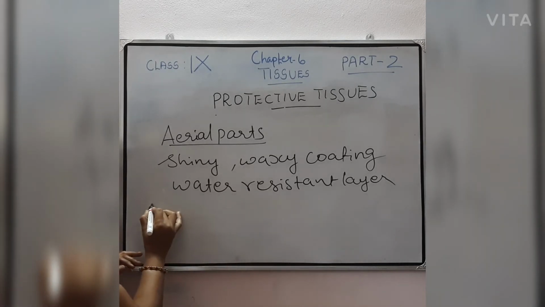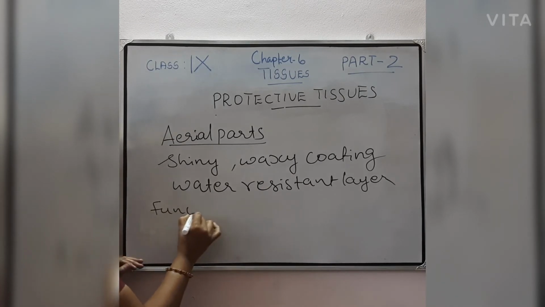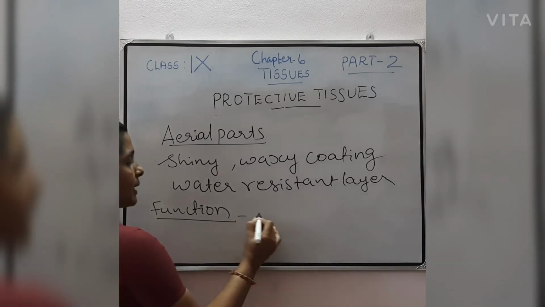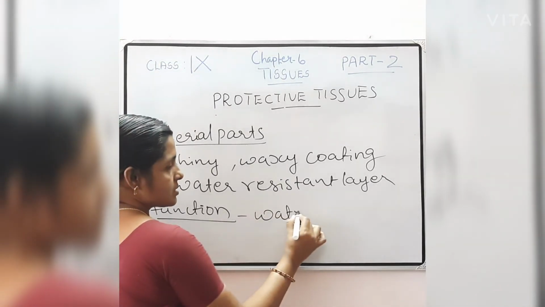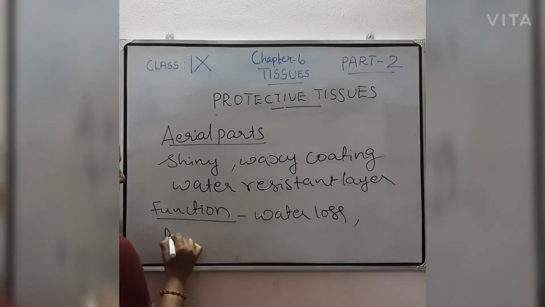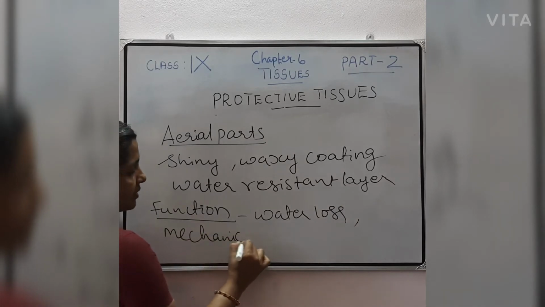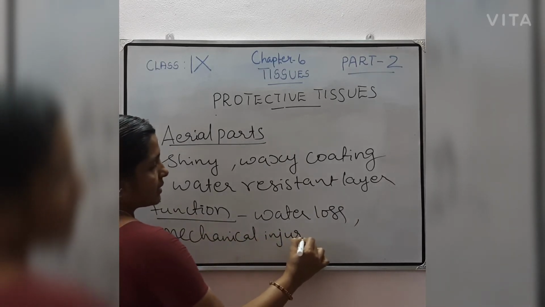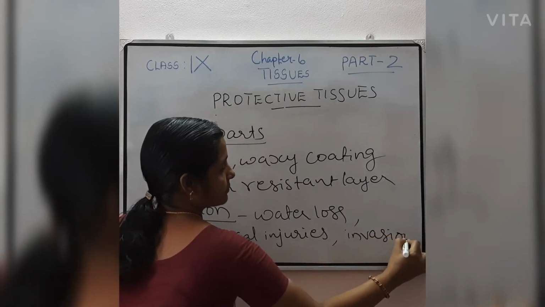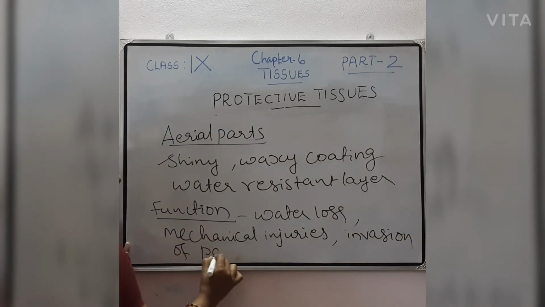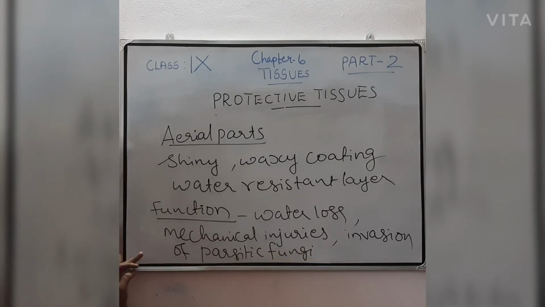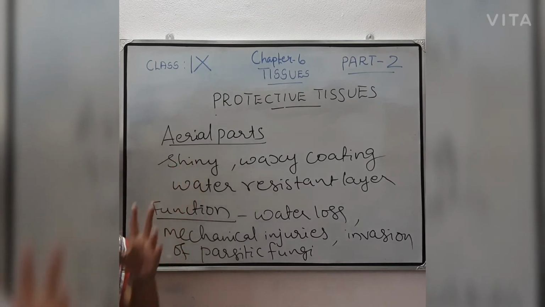And what is the function then? Then the function is protection. Protection is the main function. Then it protects the plants from water loss, from mechanical injuries, and also the invasion of parasitic fungi. Okay, that is the function of this epidermis, which is present on the aerial parts of the plant.